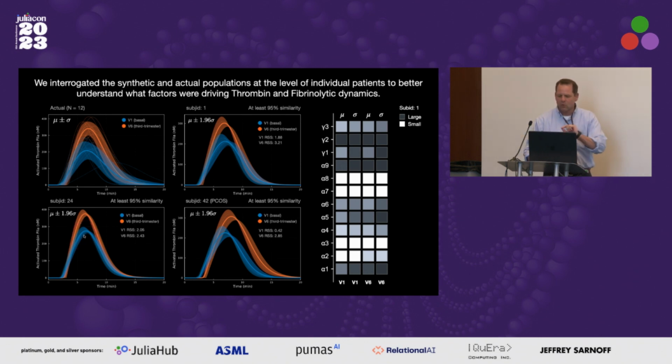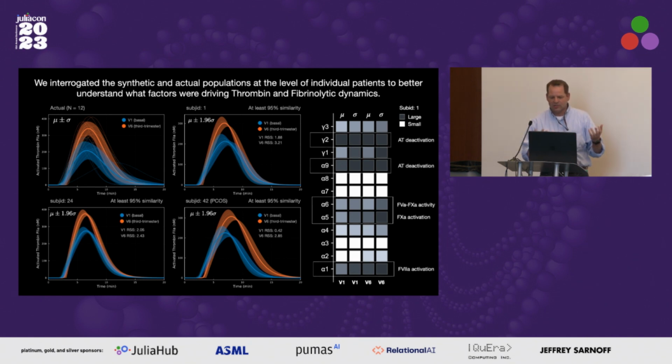We can then, of course, interrogate any one of these patients in our 37 real patients or any one of the synthetic patients, and that's shown here in this panel where we did more sensitivity analysis. This is V1 and V6. V1 is basal, not pregnant. V6 is third trimester. We can figure out what parameters are important, not only globally to the overall response, but then we can start to compare V1 to V6 at an individual patient level.